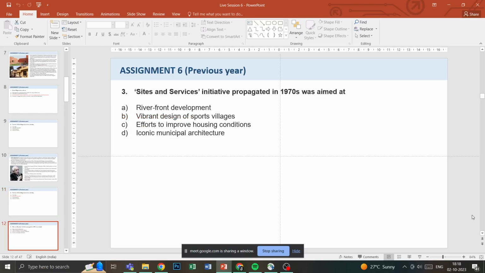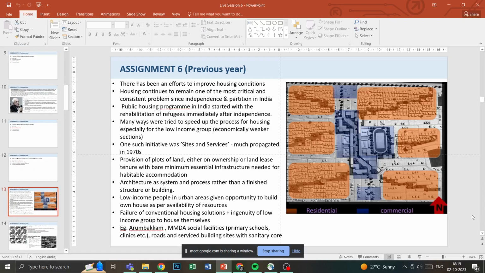Moving to question number 3. The Sites and Services Initiative, propagated in the 1970s, was aimed at a riverfront development, vibrant design of sports villages, efforts to improve housing conditions, and iconic municipal architecture. So, sites and services.